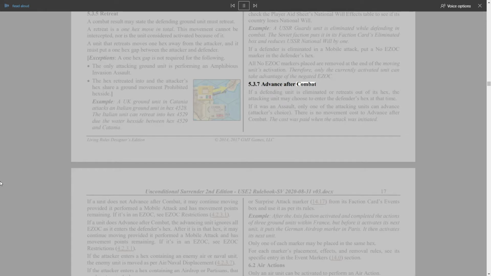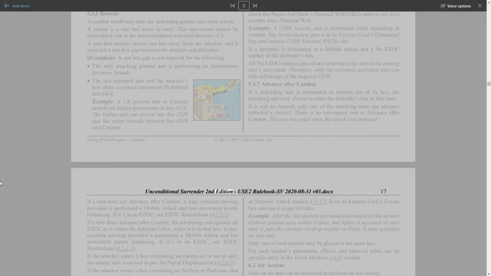5.3.7 Advance. After combat, if a defending unit is eliminated or retreats out of its hex, the attacking unit may choose to enter the defender's hex at that time. If it was an assault, only one of the attacking units can advance, for attacker's choice. There is no movement cost to advance after combat. The cost was paid when the attack was initiated.